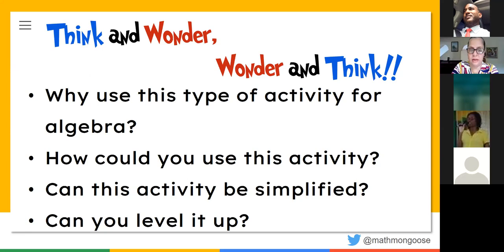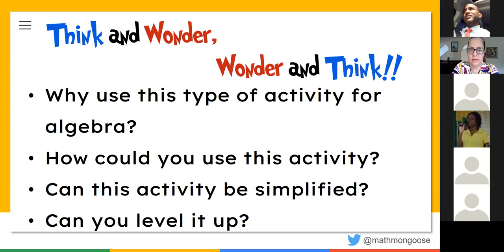Is this an activity that you think you can use? Good afternoon, yes. Can this activity be simplified or can you level it up?